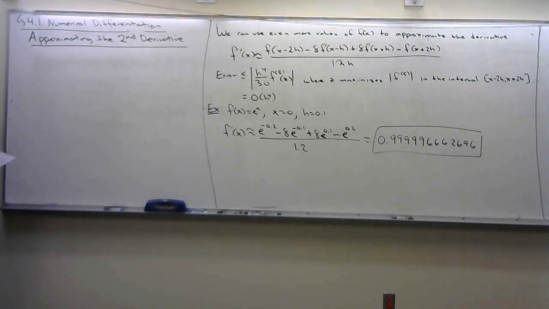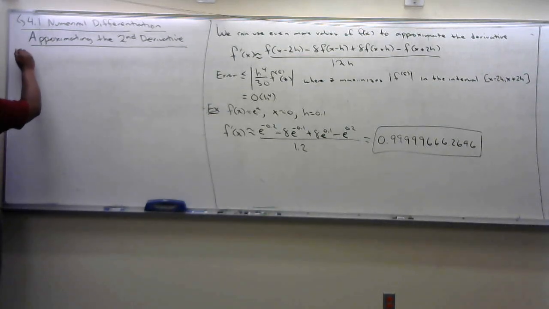So, approximating the second derivative. We want to approximate the second derivative kind of like we approximated the first derivative. If you were noticing, the first time we did the first derivative, there was a way to approximate it using f of x plus h and f of x minus h. I want to go back to that. So let's look at those Taylor series for f of x plus h and f of x minus h.